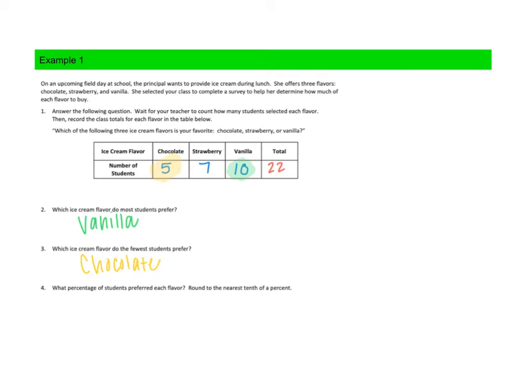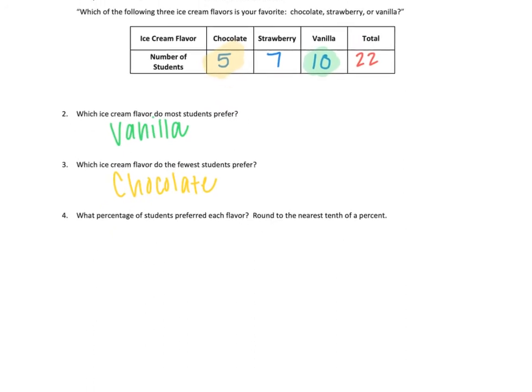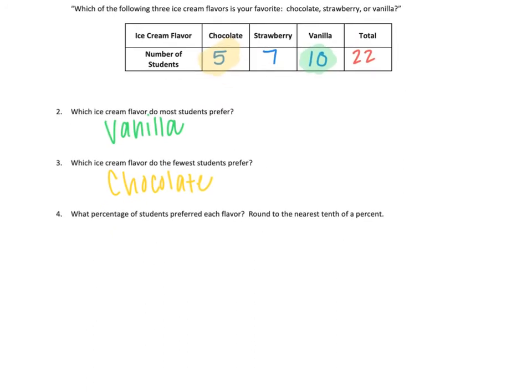And then it says, what percentages of students preferred each flavor? And we want to round to the nearest tenth of a percent. So this is something we did in 7th grade, where we were able to find percentages. Here's how you're going to find this percentage. You're going to set it up as a fraction. So you're going to have the number out of the total, the frequency they give you divided by the total. Let's do chocolate first. For chocolate, there were 5 students who selected that out of the total, which was 22.